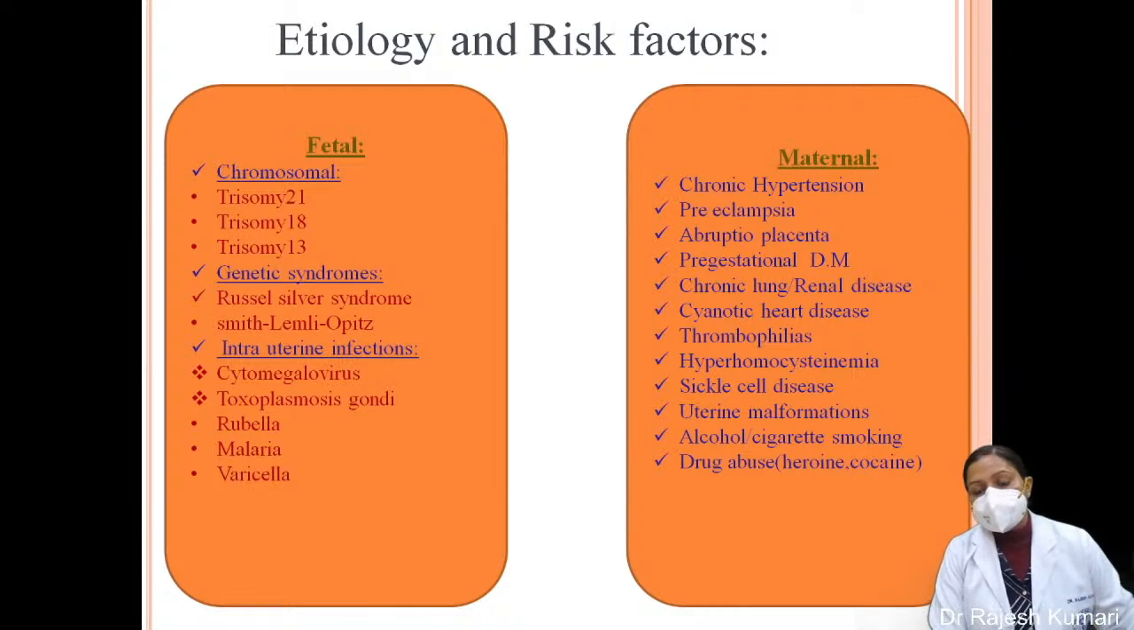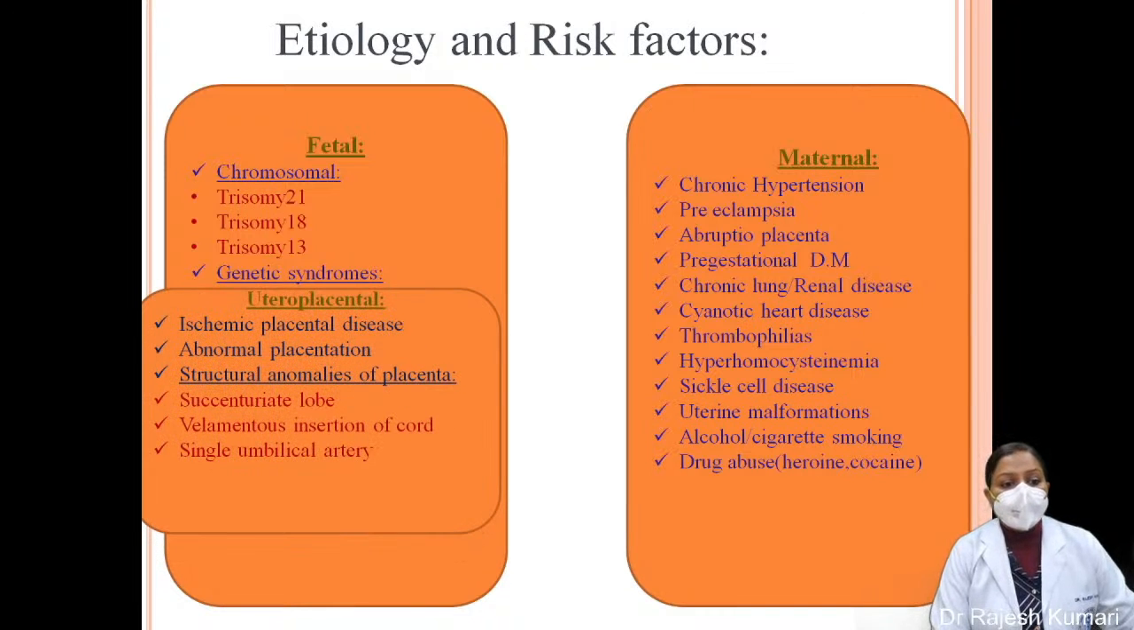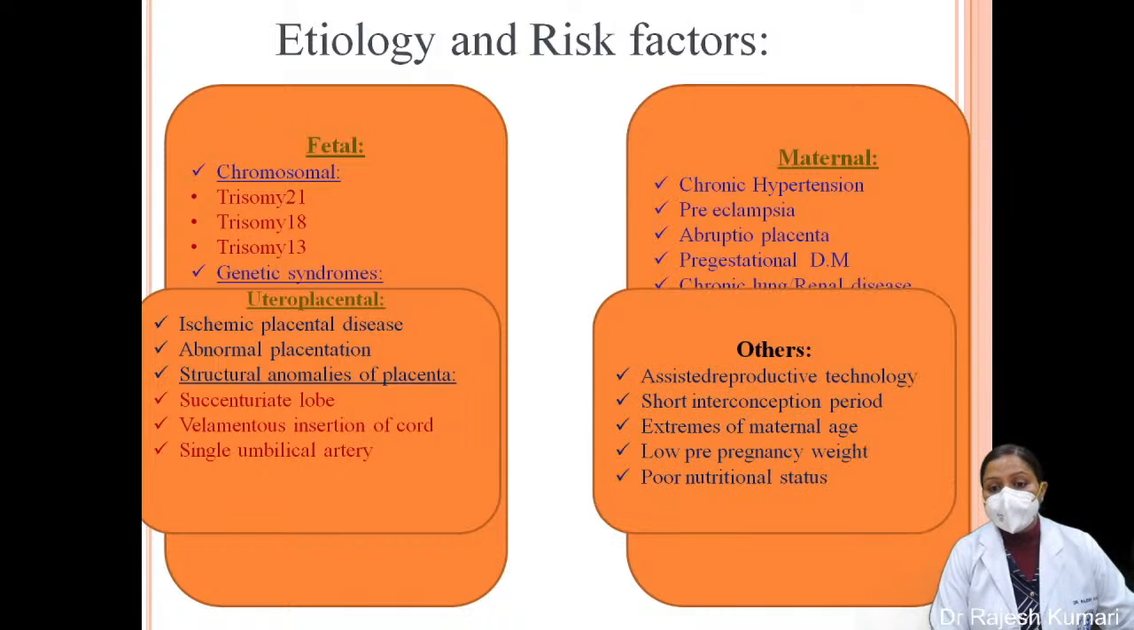In maternal, there are several maternal conditions like chronic hypertension, preeclampsia, abruptio placentae, pregestational diabetes mellitus, chronic lung and renal disease, cyanotic heart disease, thrombophilias, hyperhomocysteinemia, sickle cell disease, uterine malformations, alcohol and cigarette smoking, and drug abuse, heroin and cocaine. Uteroplacental causes are ischemic placental disease, abnormal placentation, structural anomalies of the placenta, succenturiate lobe, velamentous insertion of cord, and single umbilical artery. Others are ART, short interconception period, extremes of maternal age, low pre-pregnancy weight, and poor nutritional state.